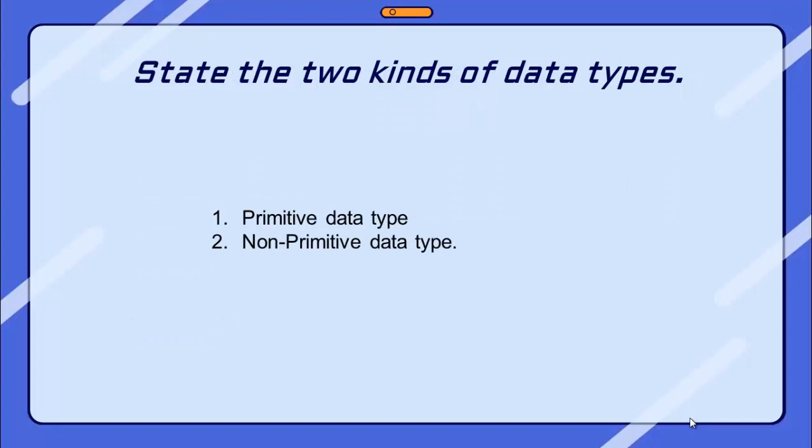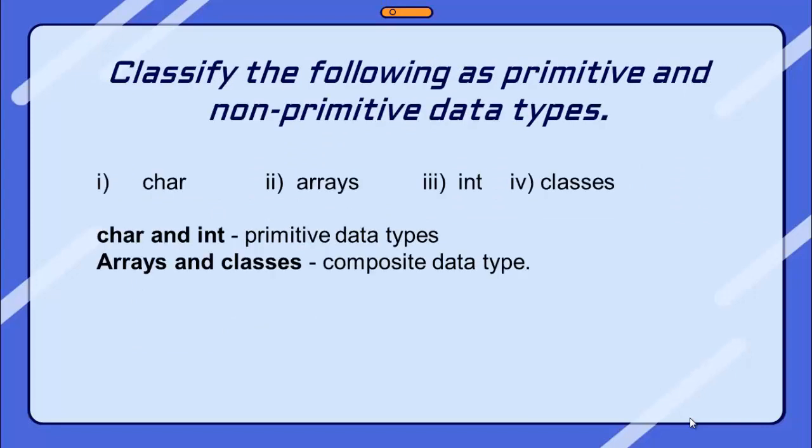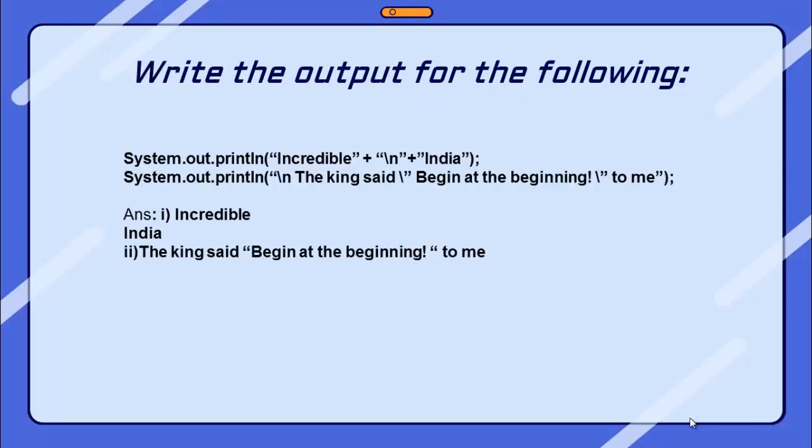State the two kinds of data type: primitive and non-primitive data type. Now classification: char is primitive, int is primitive, arrays and classes are composite data types.